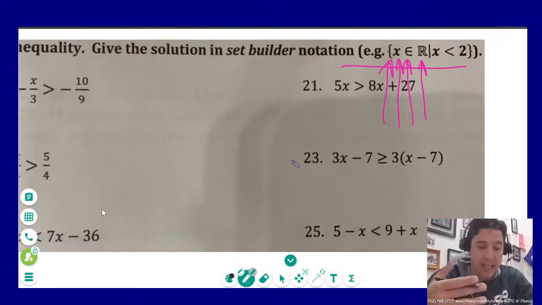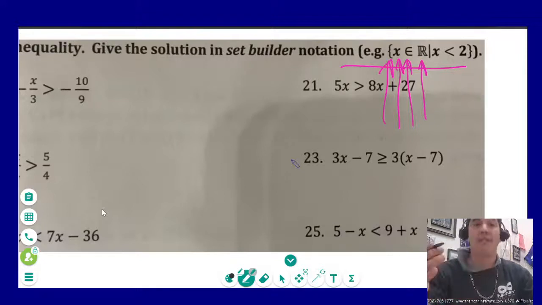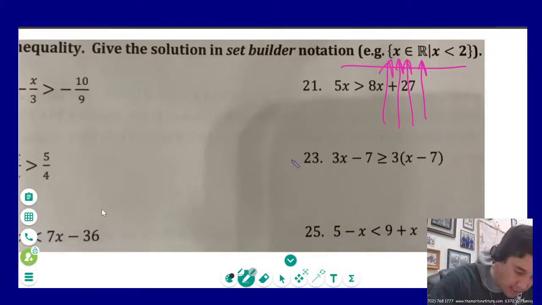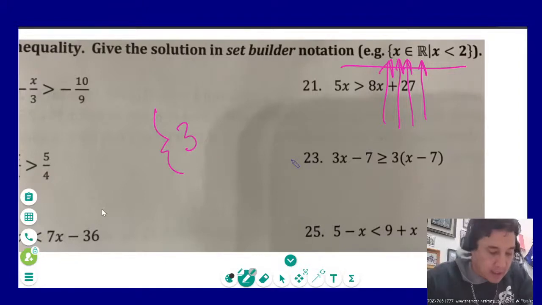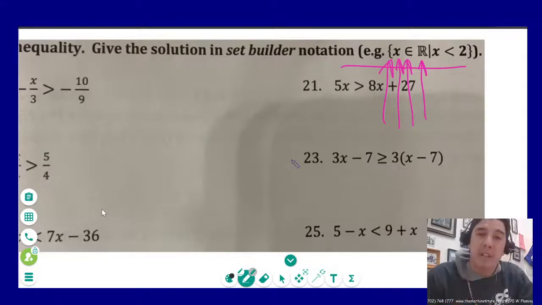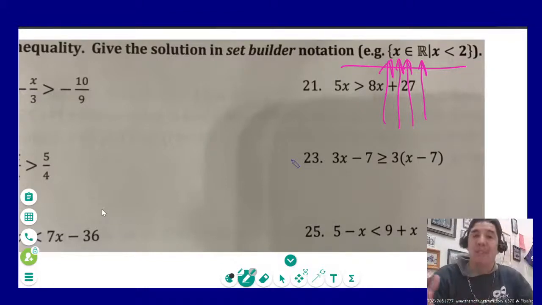Anytime you have more than one answer, you have to have set notation. For example, if the answer was 3 or 5, you would write the set 3 comma 5. Because there's more than one answer, you need to use set notation. So we have set notation, and x, which is what we're solving for, is an element of the real numbers. It's not an integer. Well, it is an integer and a whole number, but it's everything in between.